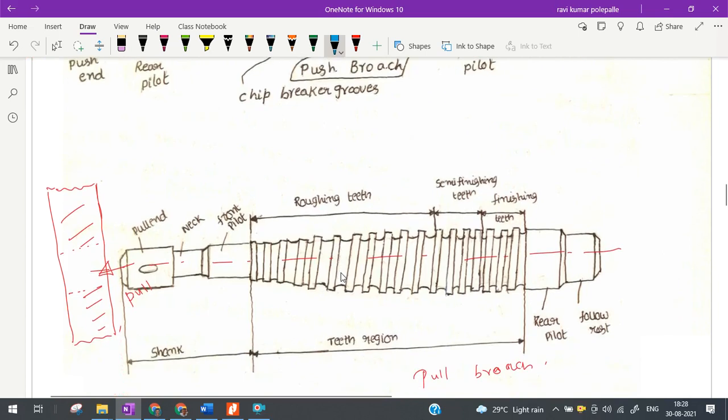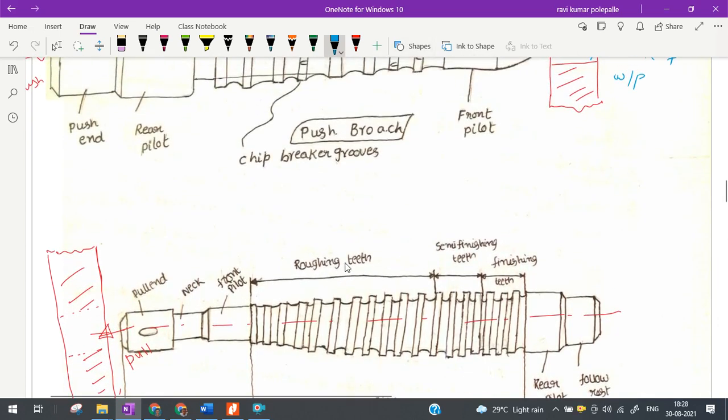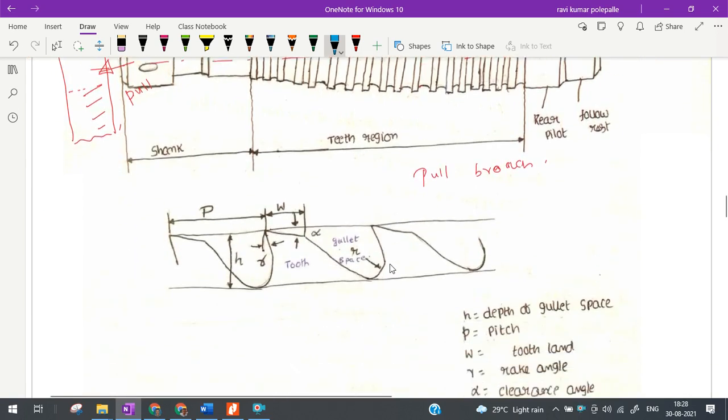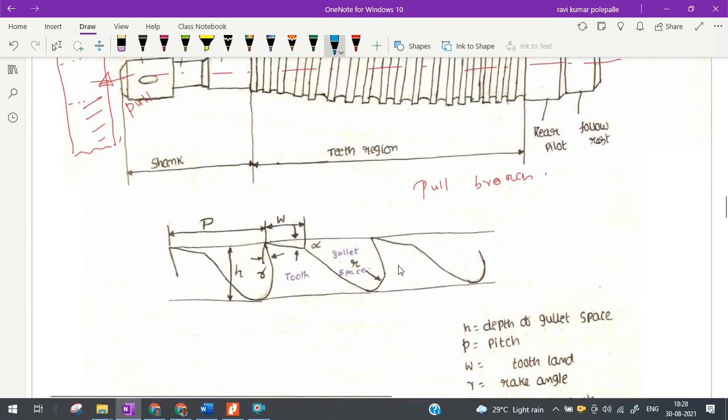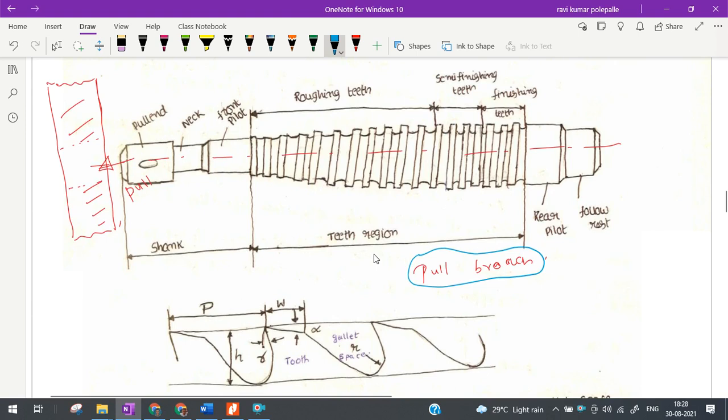So another type of broach, it is pull broach. So the broach which we find here is called as push broach. So the next broach which we find here, it is called as pull broach. So this is a pull broach. Pull broaches are more popular than push broaches because there is less scope of buckling of this broach.